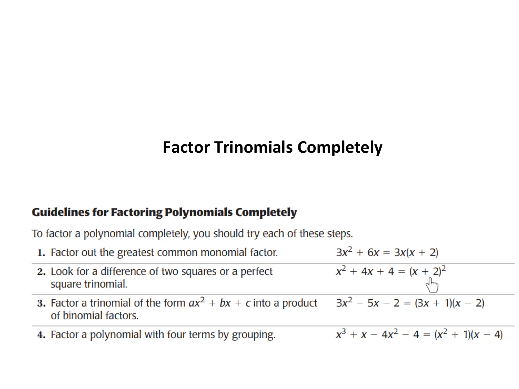This is a perfect square. We'll see some difference of squares as well. So always look for those special patterns. Then we're going to know how to factor a trinomial: ax squared plus bx plus c, possibly using the AC method or other factoring problems we've seen. And then factoring with four terms. When you're doing that, you're going to be grouping.